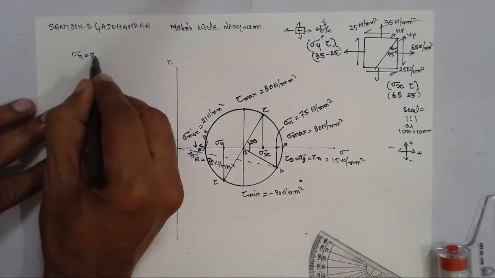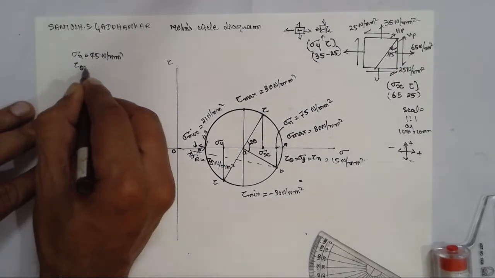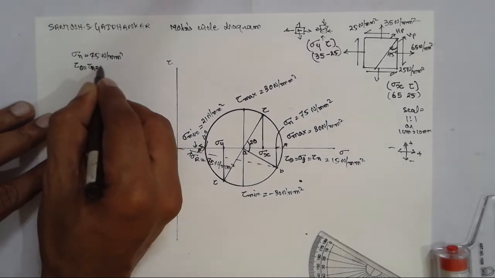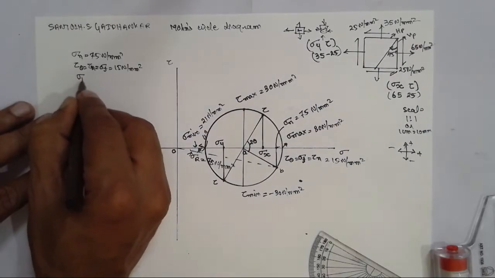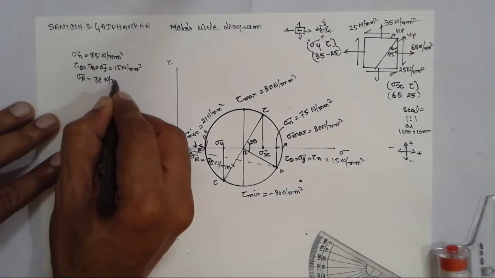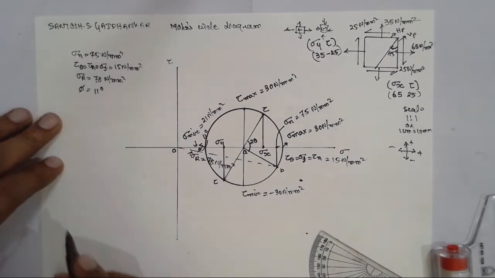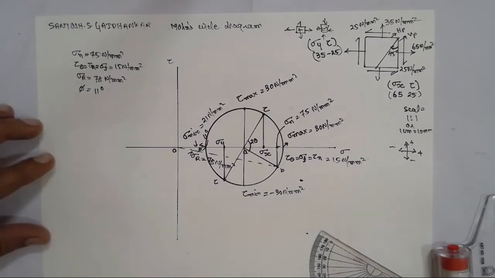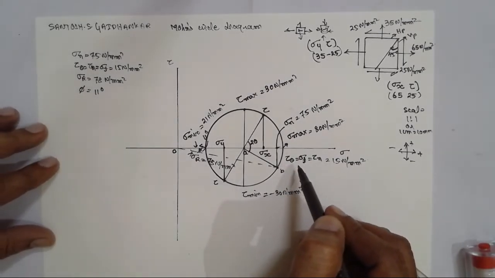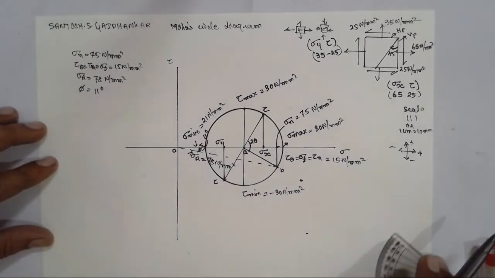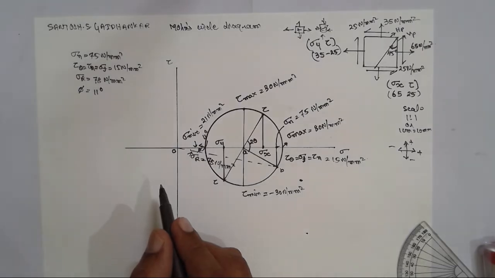I will write separately here. Sigma n is 75 newton per mm square, tau theta or tau n or sigma t, the tangential stress, is 15 newton per mm square, and sigma r, the resultant, is 78 newton per mm square or 77 newton per mm square, and the angle of obliquity phi will be 11 degrees. Up to here we have completed; we have found sigma n, sigma t, the resultant and the angle of obliquity. Next we have to find out the location of the principal plane and shear stress.